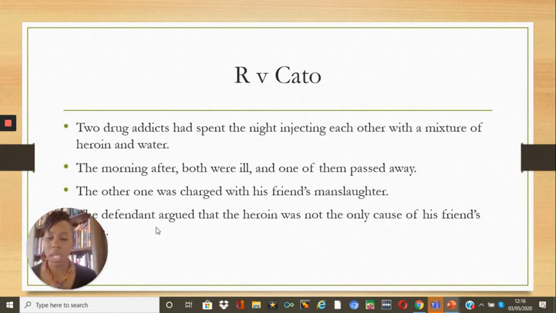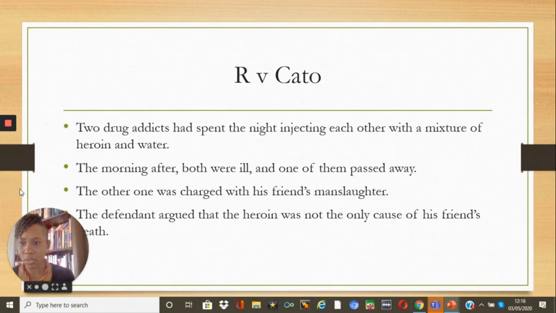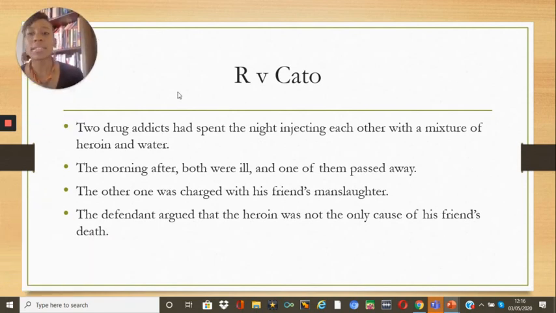And let me try and put that into context a little bit through using a case. We're going to look at the case of R v Cato. The defendant was charged with his friend's manslaughter, not murder. But we are still using the case because the principle of legal causation was discussed, and it is relevant to murder. It could be used with a murder case. So two drug addicts had spent the night injecting each other with a mixture of heroin and water. The morning after, both were ill, and one of them passed away.